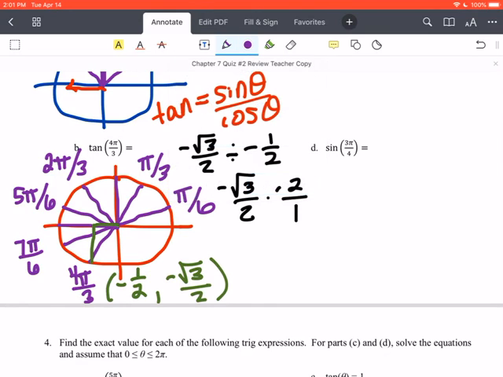Well, I like that because my 2's cancel out. So I have negative root 3 times negative 1. So what's negative times negative? It's a positive. So root 3 is the tangent.